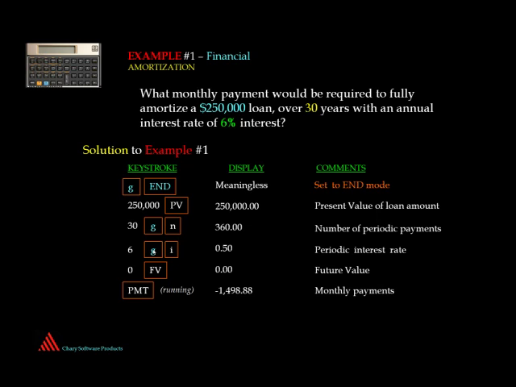If we were making one payment per year and we had a yearly payment, then we would use a yearly interest rate. We put 0 in FV and press PMT, and it comes up with $1,498.88. Let's take a quick look at actually keying it into the calculator.